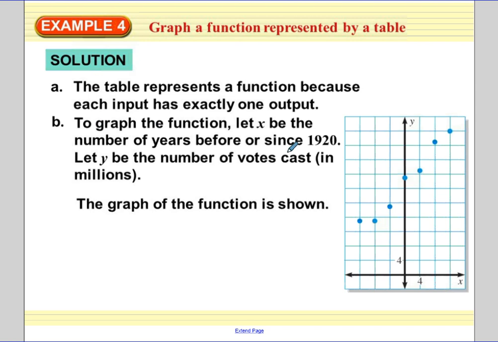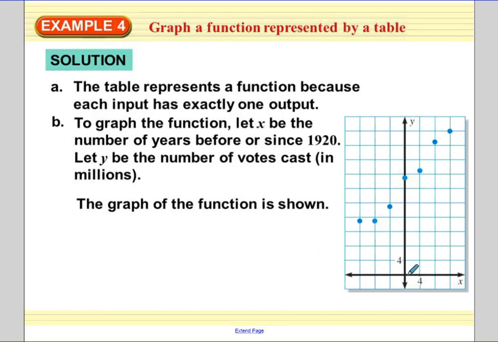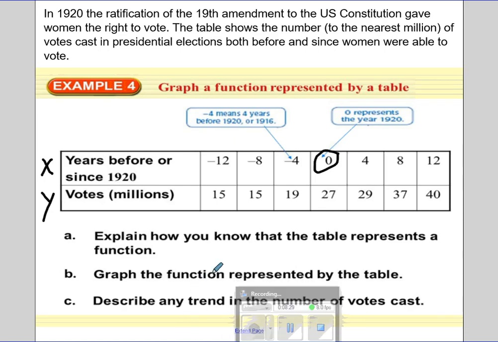And then B, graphing the function. Like I said before, X is our years, Y is the number of votes cast. And we just went through and graphed the points. So for example, we have (0, 27) and (4, 29). If you look on here, we have (0, 27), (4, 29). Okay. All right, and then the last question we had is describe any trend in the number of votes cast.